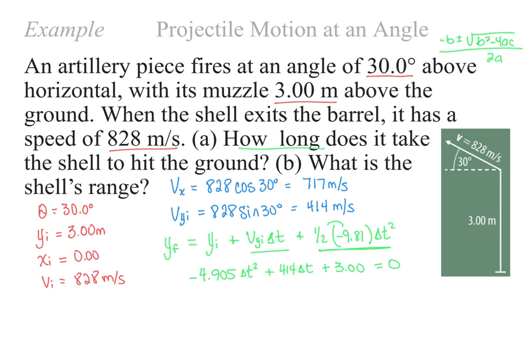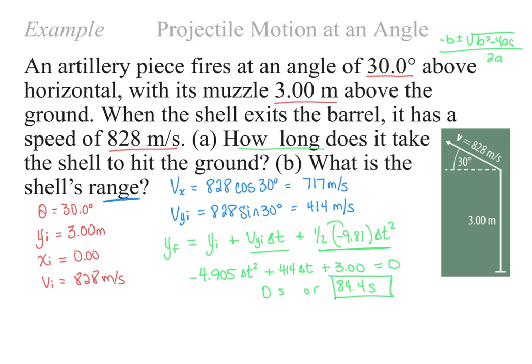I'm actually going to give you this so you have a chance to do one. If you do this, you will get either 0 seconds or 84.4 seconds, which makes sense for how long it was in the air. Which of those times? 84.4 seconds, all right? So that is how long it takes for it to hit the ground. 84.4 seconds.